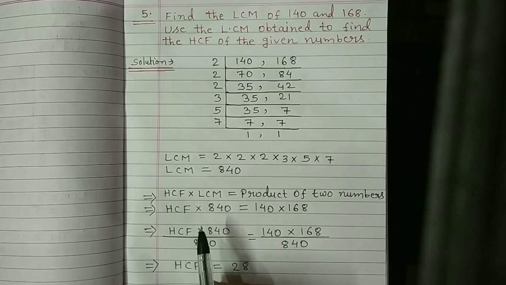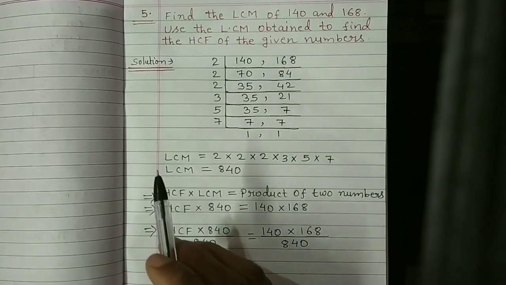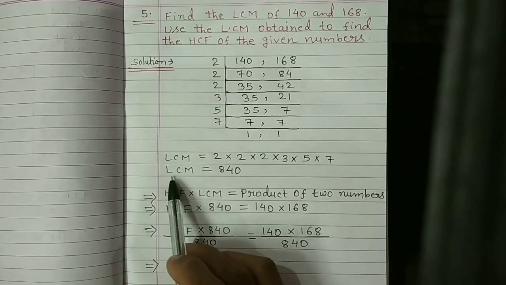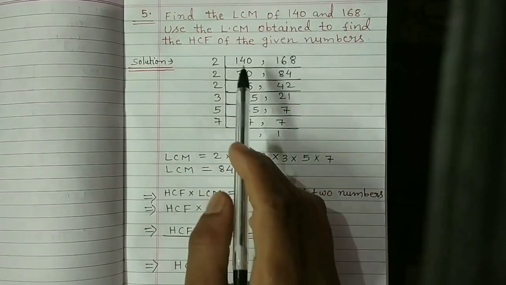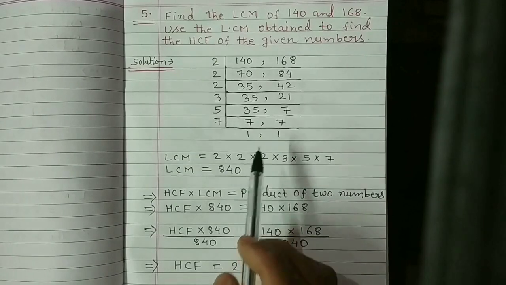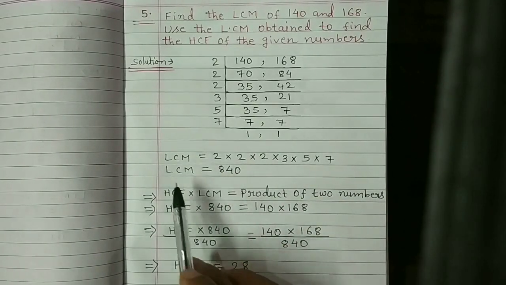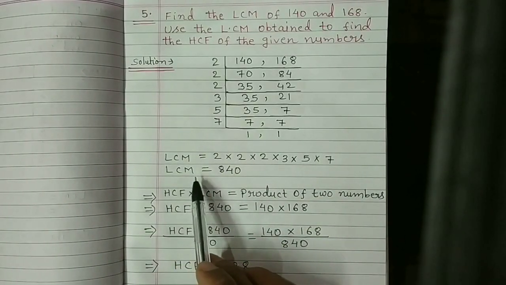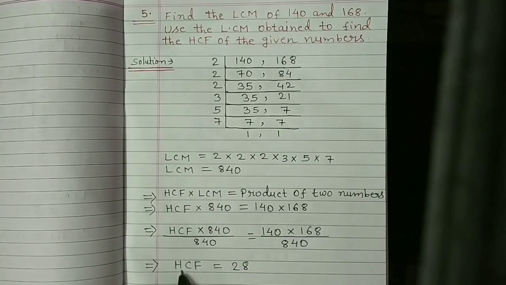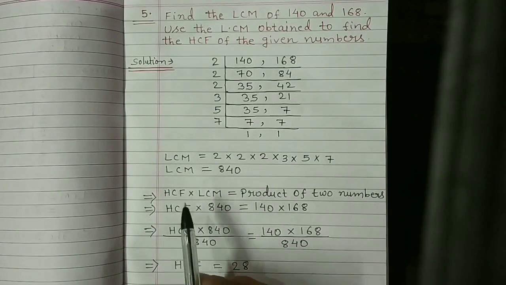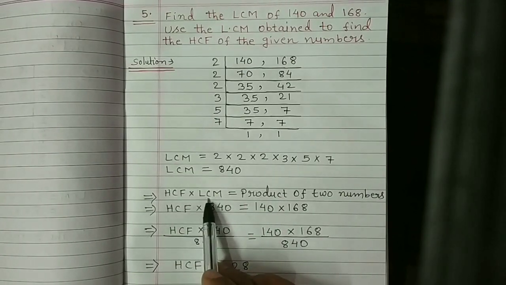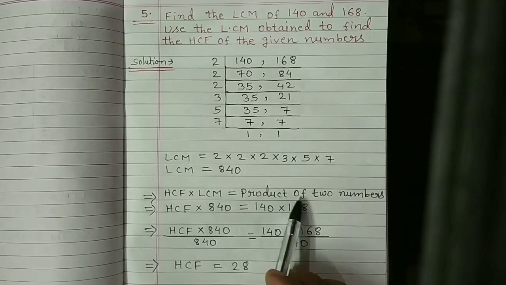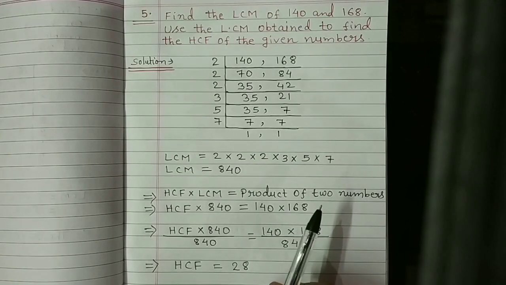So what we have done in this question, first we have got the value of LCM of these two numbers using the common division method, and after that using the value of LCM we have got the value of HCF using this result, that is HCF into LCM equal to product of two numbers. Clear?